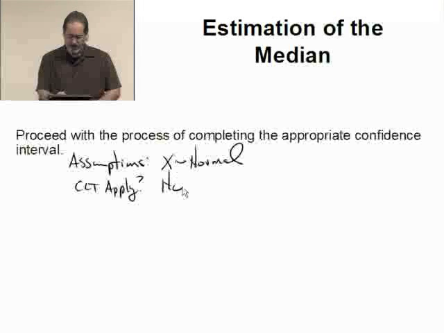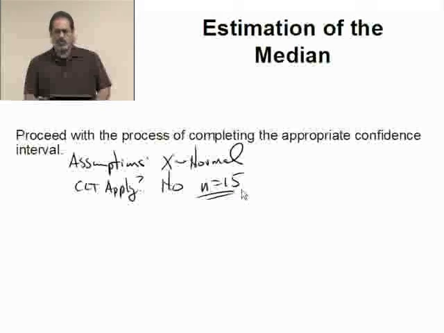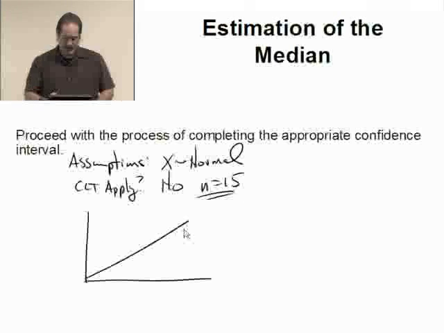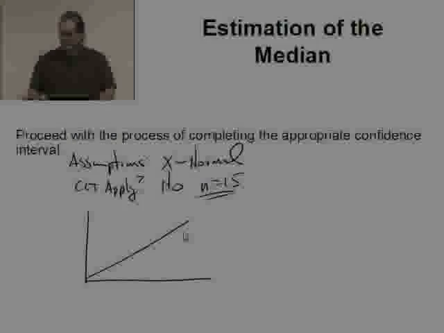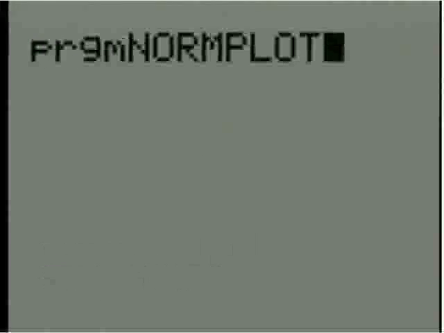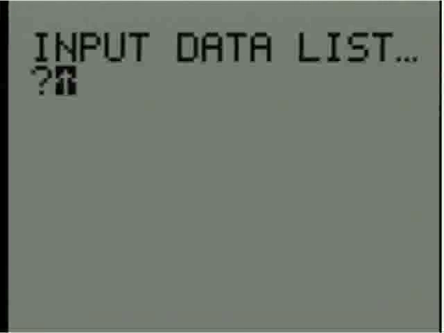No, it won't. This sample size is only 15. We need at least 30 in order to feel comfortable. So what will we do next? A normal plot. So let's switch to the calculator and take a look. If I go to Program, Norm Plot, run the program, it's stored in a list, and I put my data in L1, that's what my normal plot looks like.